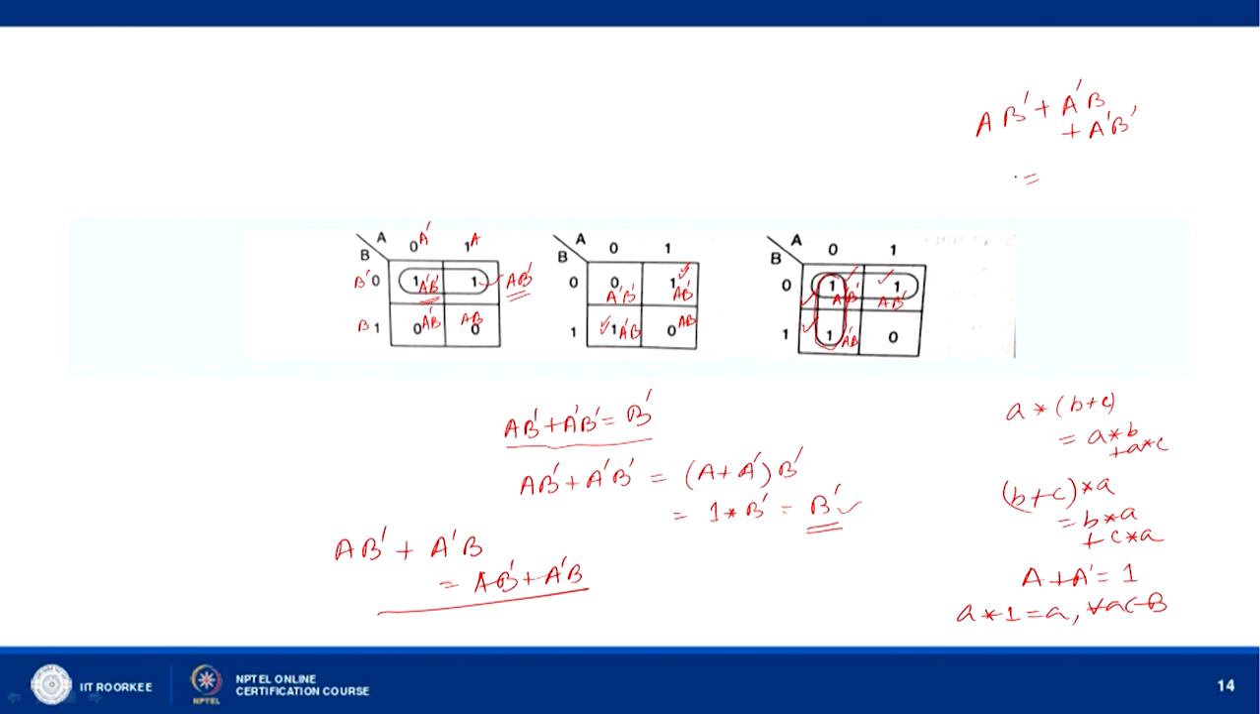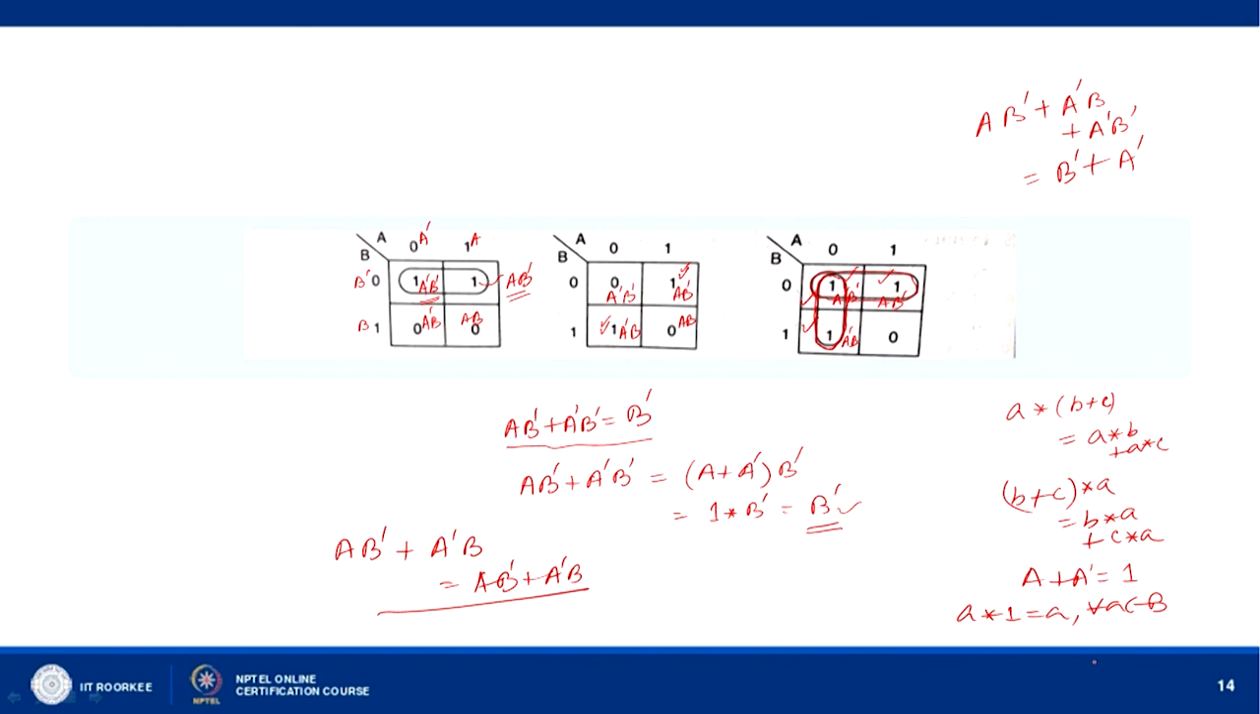So, a b dash plus a dash b plus a dash b dash is then the sum of this b dash, which is the result of this looping, and as a result of this looping, we get a dash. So, we get the output as b dash plus a dash, or we can say a dash plus b dash in the third part.